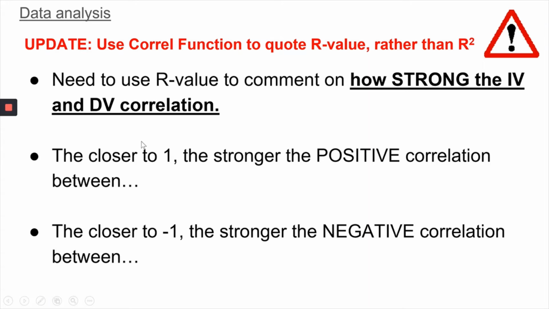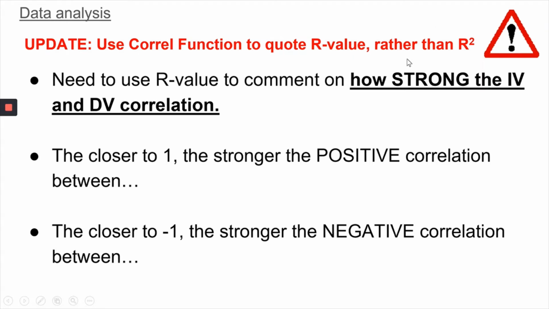And the number, if it's closer to +1, then the stronger the positive correlation between IV and DV. And if the value is closer to -1, then the stronger the negative correlation between IV and DV. So that's the idea.